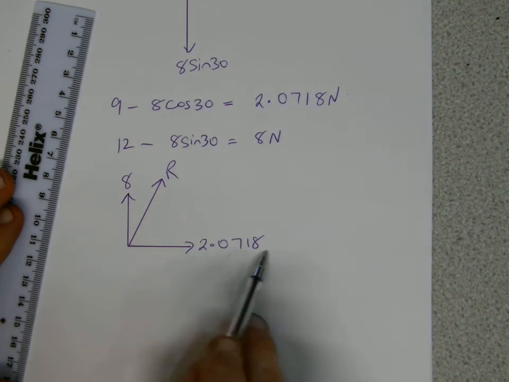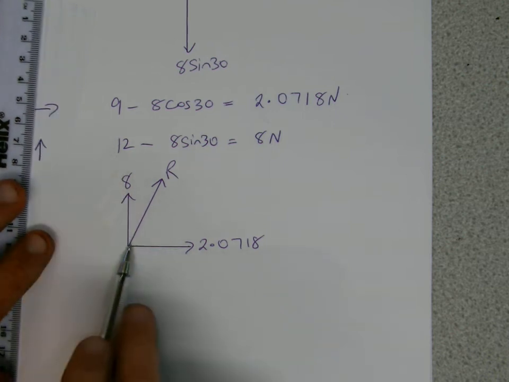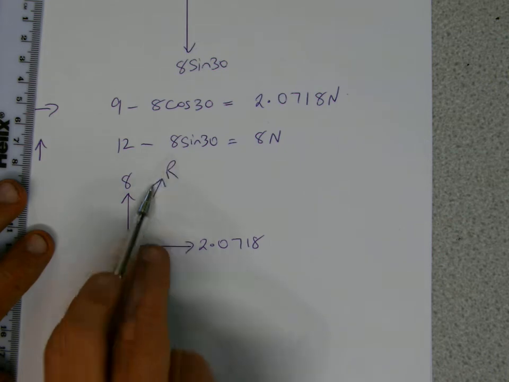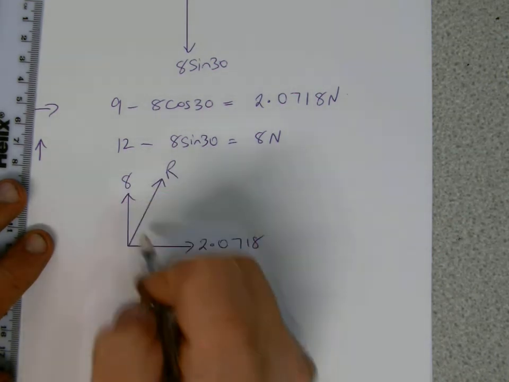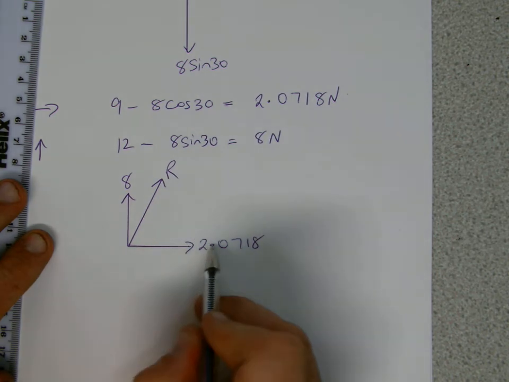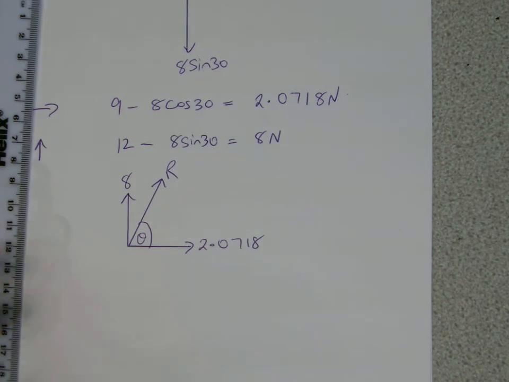If it's being pulled in that direction by that force and pulled in this direction by that force, well, overall it's going to be going in that direction, isn't it? And this angle is going to be quite large, I'd say, because that 8 newtons is going to overcome that 2 newtons, isn't it? It's going to be more powerful. So that angle there, theta, we're going to work out in a minute.